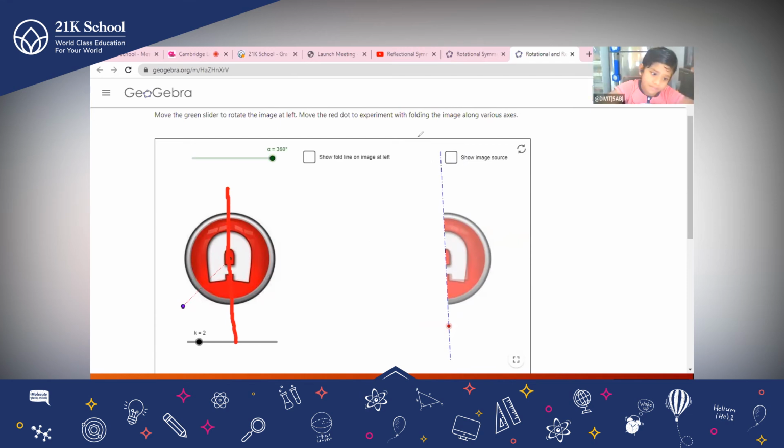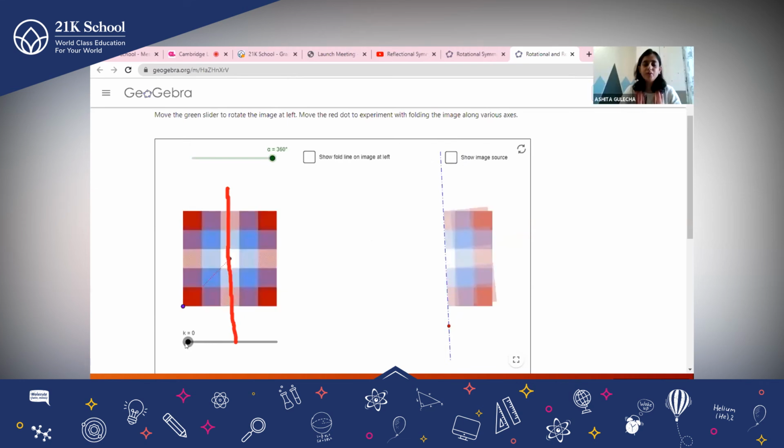Yes, ma'am. If there is B, then it's okay. Still, B won't work. No, B will also not work. You will have only one horizontal line. Correct.